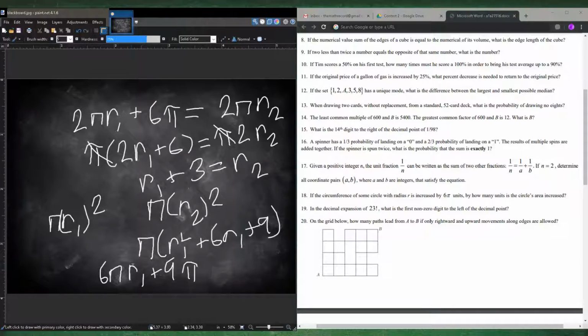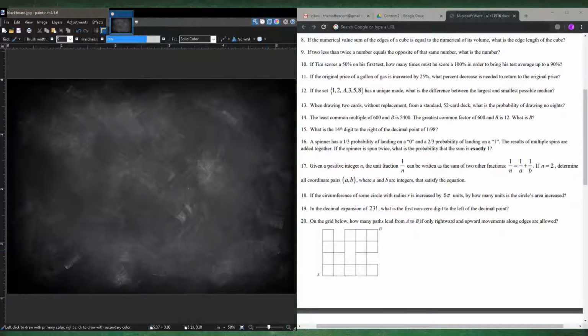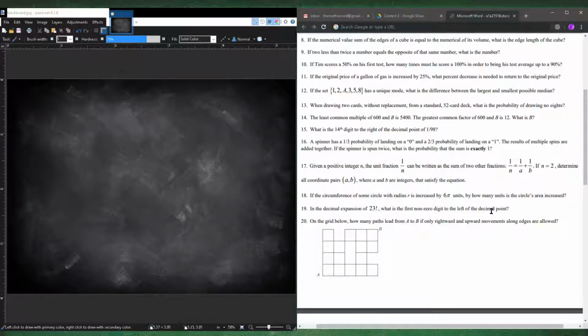So 6 pi radius 1 basically is how many units the area is increased by. 6 pi radius 1, or just write radius because they didn't specify. They just said radius. Don't write radius 1 because that's what we denote it as. So put 6 pi radius plus 9 pi. So that's the answer. It's not gonna be a numerical because if you change the radius, the circumference kind of changes and the area changes. So it's gonna have a variable.